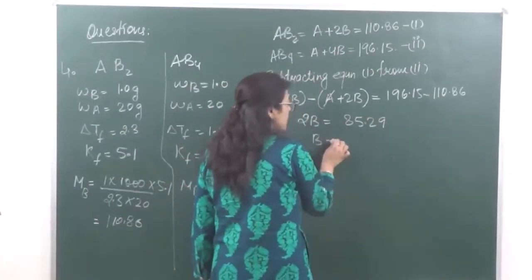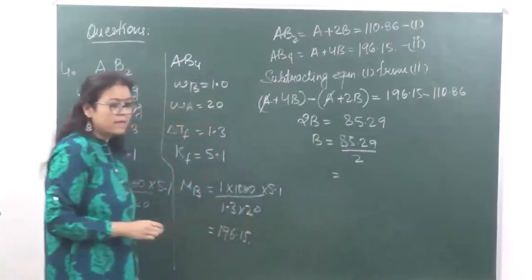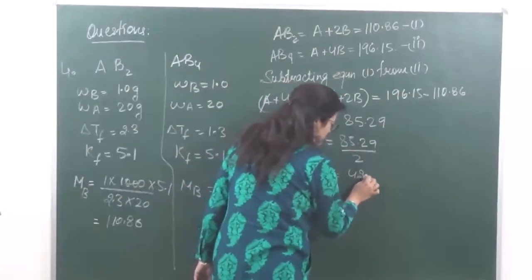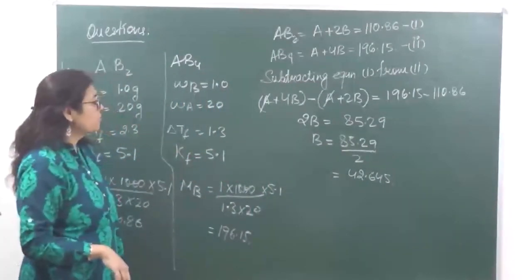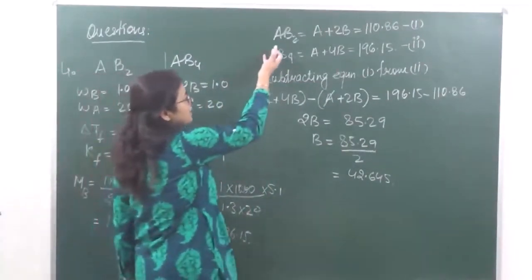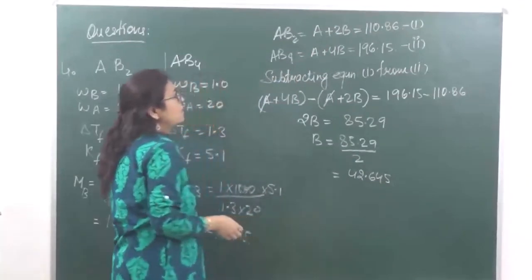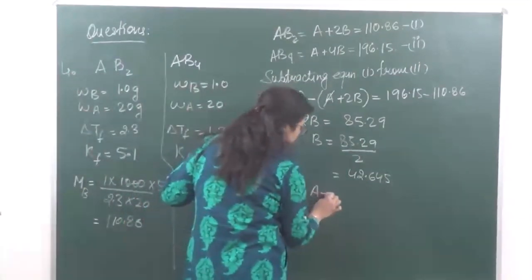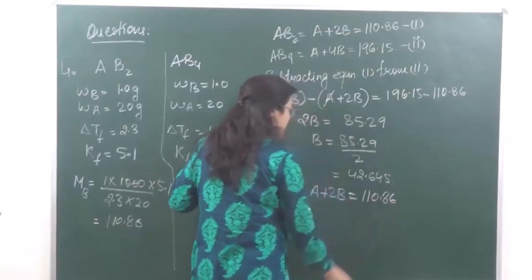So you can calculate B from here. 85.29 divided by 2 will give us the atomic mass of B. This is coming to 42.64. So this is the atomic mass of B, and the atomic mass of A can be calculated by any of these expressions. Let's say that we are calculating from the first expression, that is A plus 2B, which is equal to 110.86.